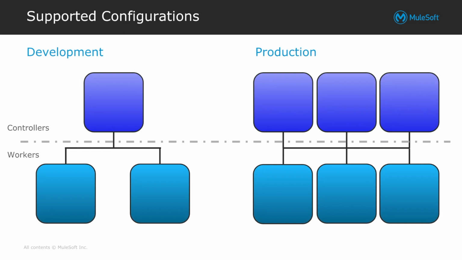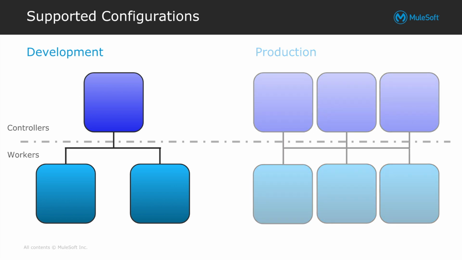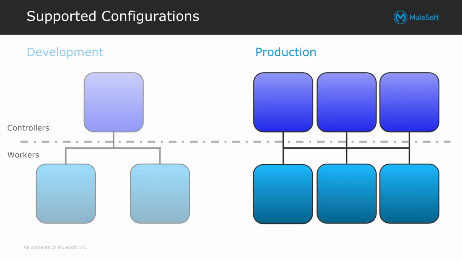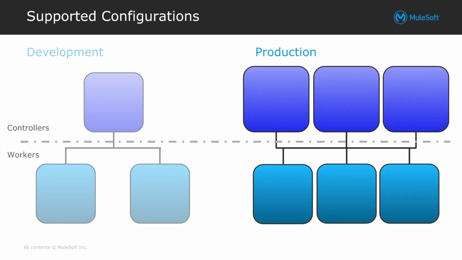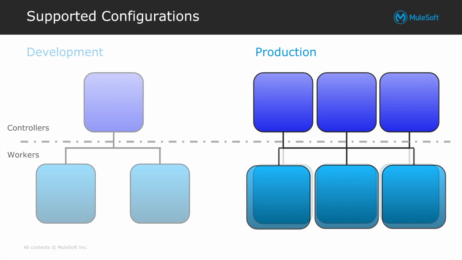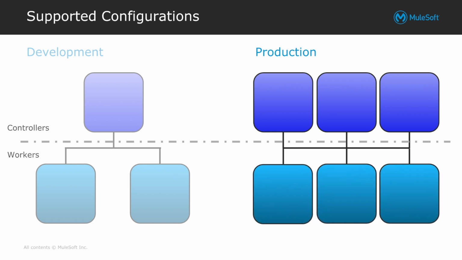There are a couple of supported configurations. On the left, we have a development configuration, which consists of a minimum of one controller node and two worker nodes. A controller node is a VM that runs all the services needed to power Runtime Fabric, such as the internal load balancer, whereas a worker node is a VM that's used to run your mules. On the right, we have a production configuration that's made up of a minimum of 3 controller nodes and 3 worker nodes. This configuration is optimized for high availability, which is important for running in a production environment.